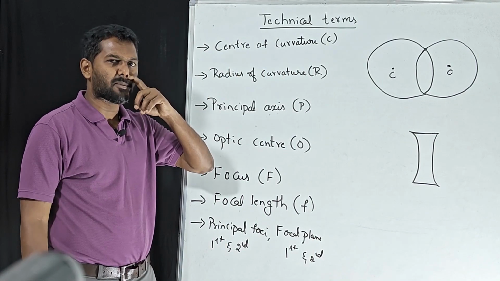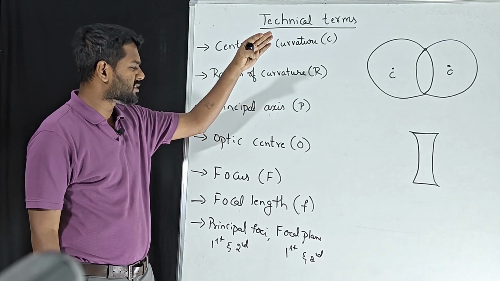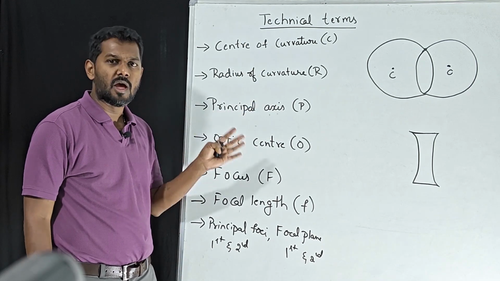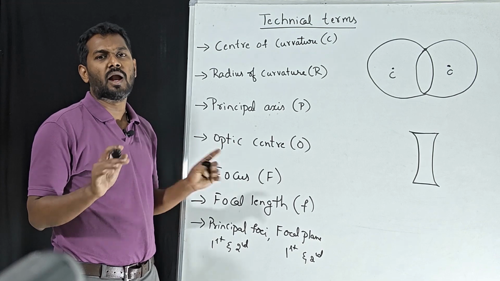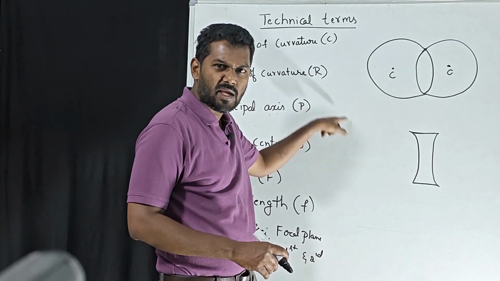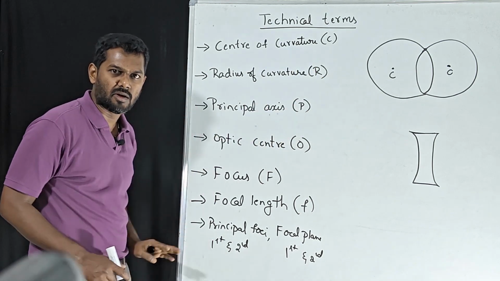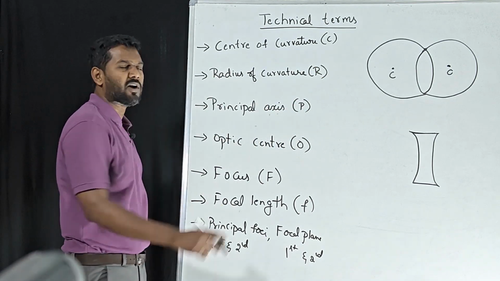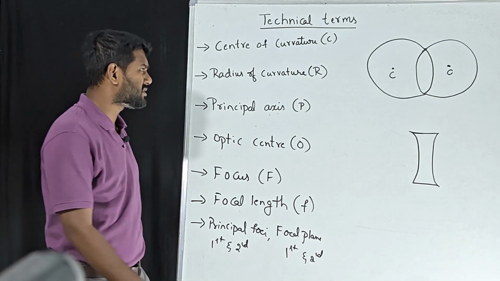So no, most of the time, 99% of the time, the definition will not be based on these terms, but for the safer side we need to understand. Okay, the center of a spherical lens is called the center of curvature. Next, radius of curvature.